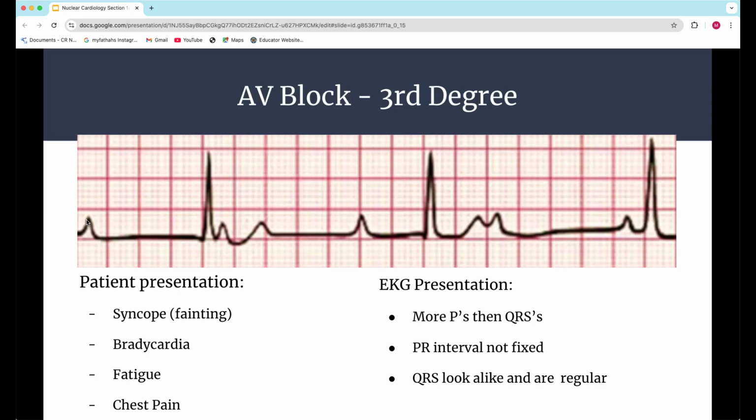This is a P wave, this is a P wave, this is a P wave. And that P wave is not paying attention to the QRS or doing anything. You'll notice the QRS complex, it's hitting in a rhythm.